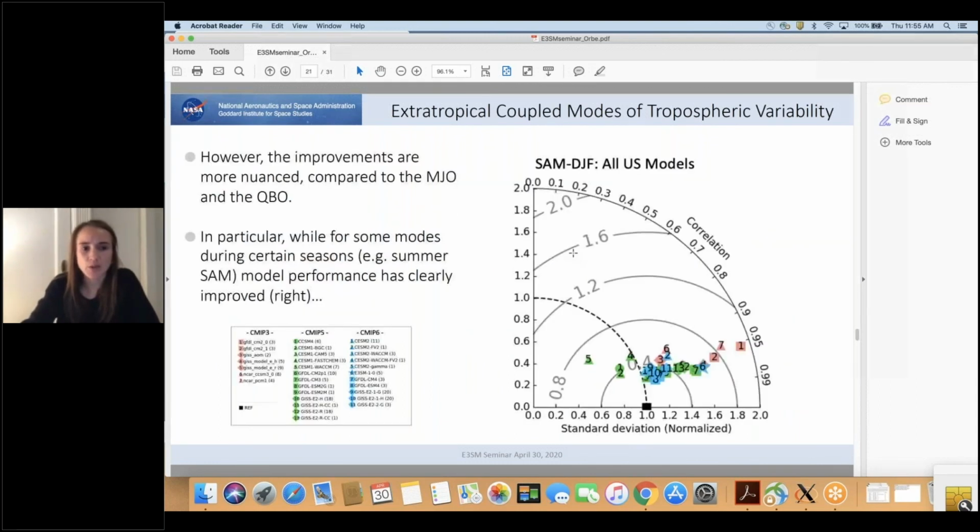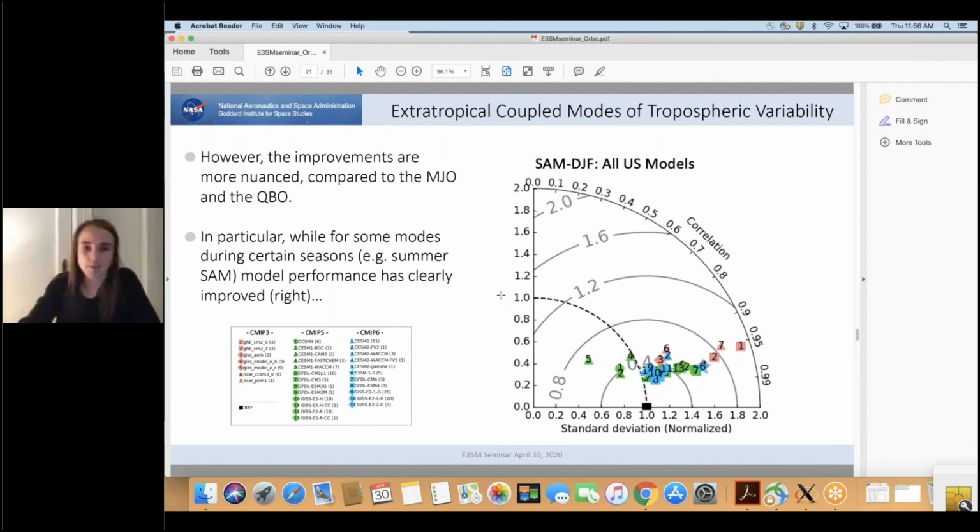And so, however, if we take a bit more of a nuanced view, looking at each individual mode conditioned on season, the story is a little bit different and a little bit more complicated compared to the improvements that we were seeing with the MJO and the QBO. In particular, here's a Taylor diagram showing that during December, January, February, the Southern Annular Mode does exhibit what could be seen as an improvement moving from CMIP3 versions of models shown in the pink to the CMIP6 versions shown in blue.